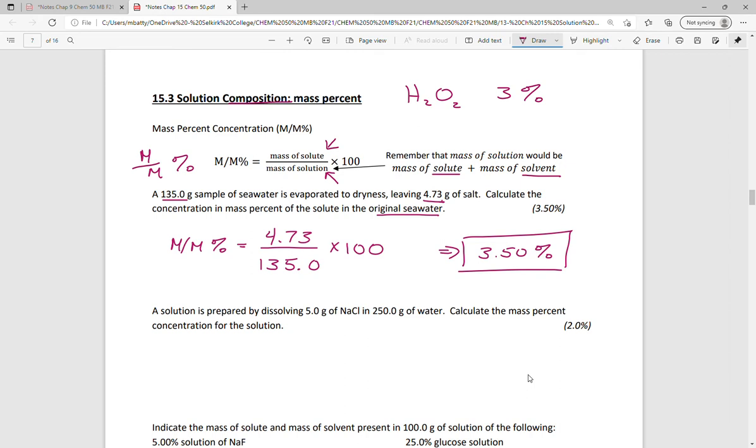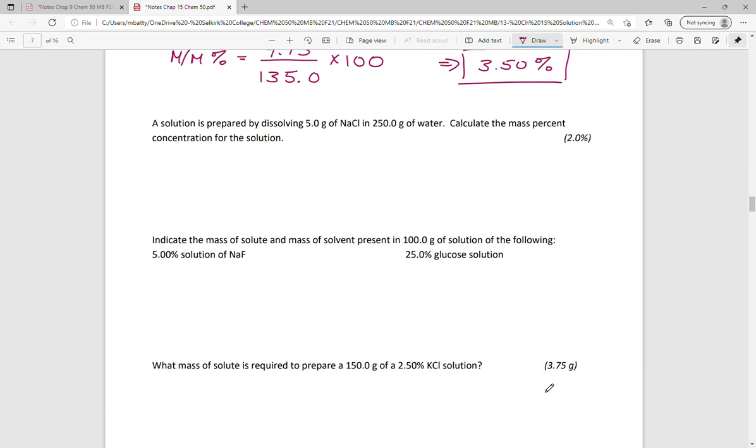We have another one to do here. Pretty straightforward. A solution is prepared by putting 5 grams of salt into 250 grams of water. So the mass percent would be the 5 grams of salt in that 250 gram solution. So the mass of the whole solution would be 5.0 plus 250. That's usually the wrinkle. People sometimes miss it. It's really not that tricky, but it can catch you off guard. If I use my calculator for that, I would say that's a 2% salt solution.